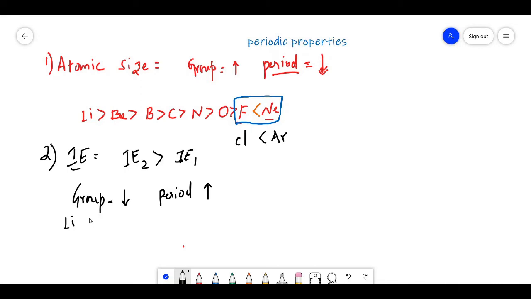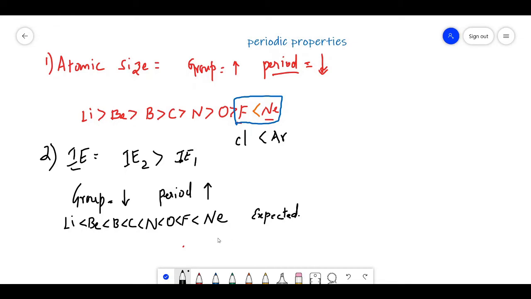Lithium, beryllium, boron, carbon, nitrogen, oxygen, fluorine and neon. In these elements, the ionization energy order from left to right should increase. So this is the expected order. But we don't need this expected order.